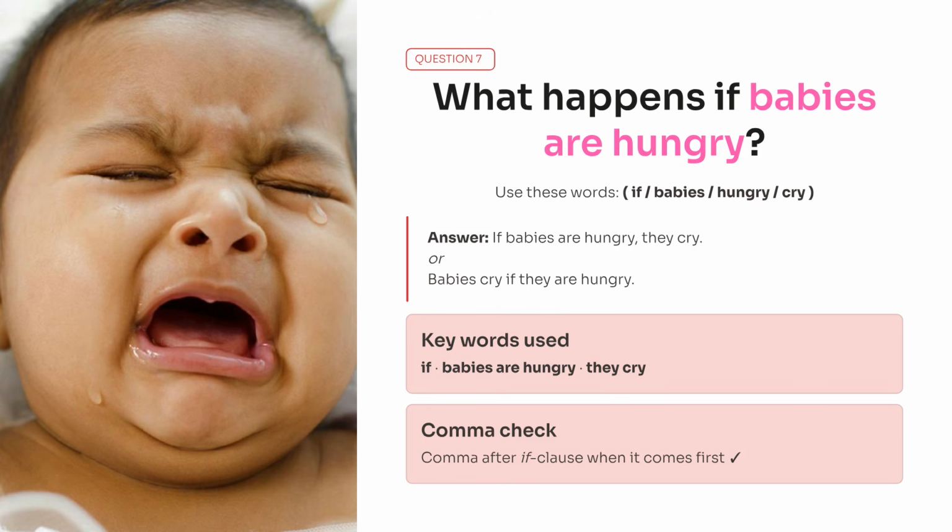Look at question 7. What happens if babies are hungry? Using the clue words if, babies, hungry, and cry, our answer is if babies are hungry, they cry. Or babies cry if they are hungry. Remember to include a comma after the if clause when it comes first.